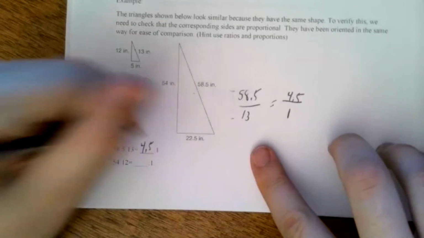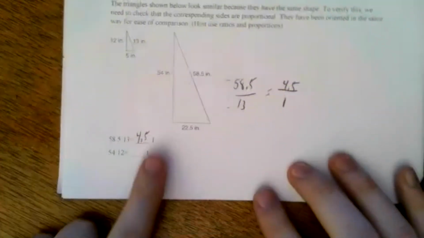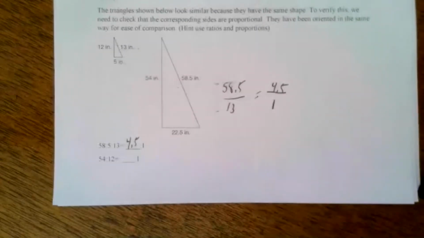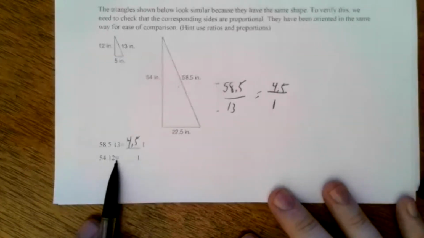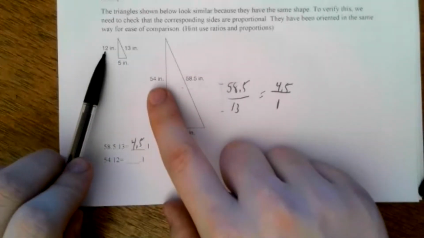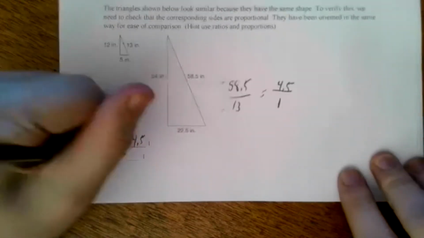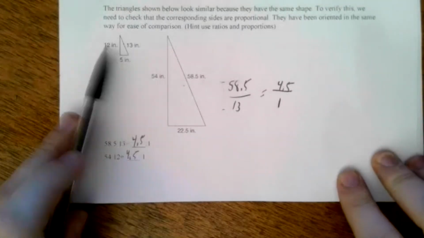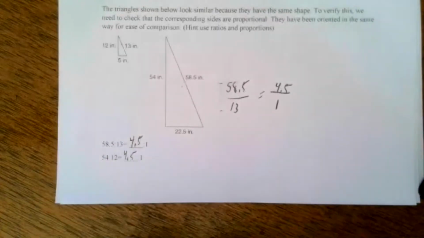So if the triangles are similar, I'm going to have that same ratio on all three sides. Okay. So if I do 54 divided by 12, that's just the next shorter side. I'm getting 4.5 again, right? So I'm getting that same exact ratio that I did with the longer side, right? And then I can do the last thing with the shorter side, right?